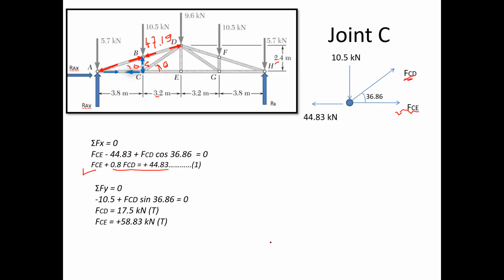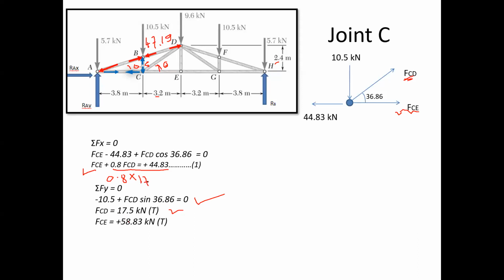One minute. Let us now check the second equation. So in the second equation, when we take summation Fy equals 0, minus 10.5, is it correct? Next, FCD sine of 36.86, is the equation correct up to here? Yes. Okay. Now when we take FCD as plus 17.5, is this correct? Yes, that is correct. Now is that plus or minus FCD? Plus is correct. So we'll put FCD here as it is. Then the answer comes out as 30.83. It will be a minus from 44, so FCE should come lower.